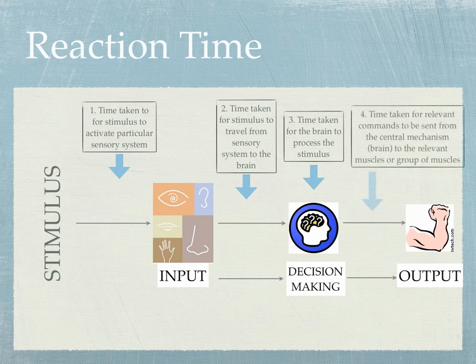The final thing which will influence our reaction time is the time it will take for the relevant commands to be sent from our central mechanism, the brain, to the relevant working muscles. So those four things are the four factors which will affect our reaction time, and the diagram in front of you shows how it all fits into information processing.